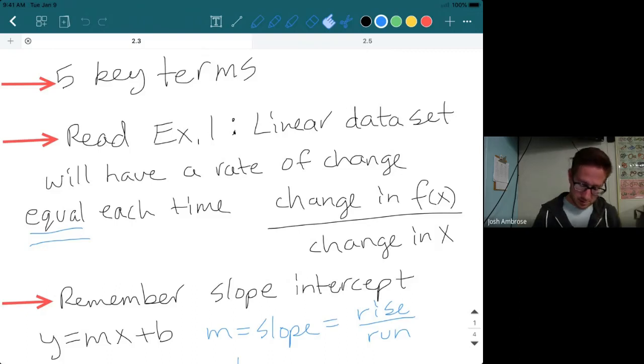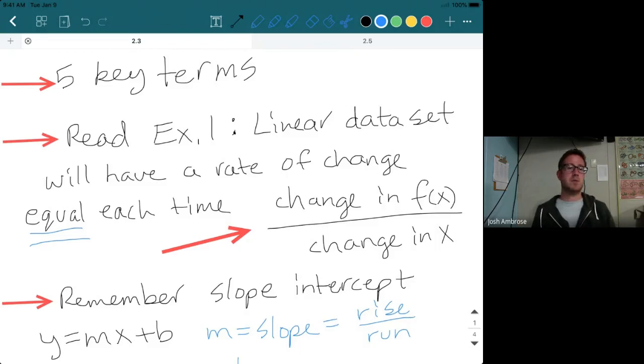Okay, and then what am I talking about when I say a rate of change? I'm talking about this guy right here. That would be the change in f of x, otherwise known as the difference between every f of x value. Okay, that needs to be the same. Then you need to put that over the change in every x value, again, otherwise known as the difference between every x value. The difference has to be the same. If you're looking at a problem and you have a data set and either the f of x or x differences are not the same, which you will see an example of, then that would not fit in the category of a linear data set.